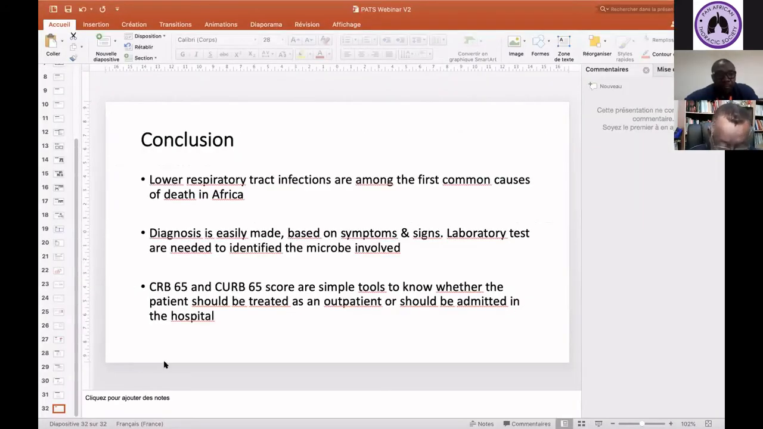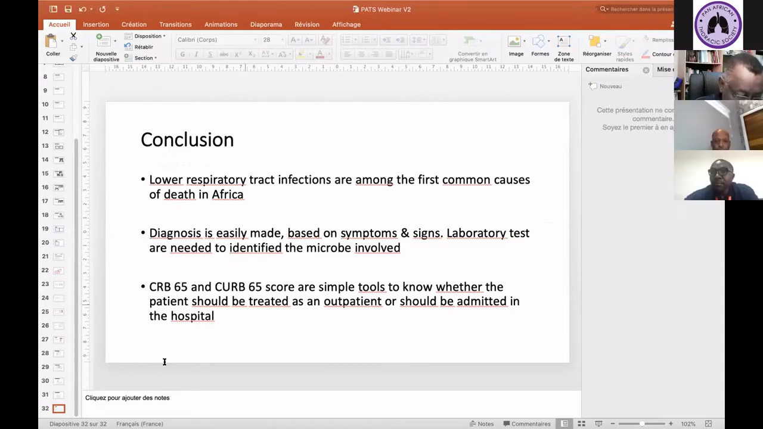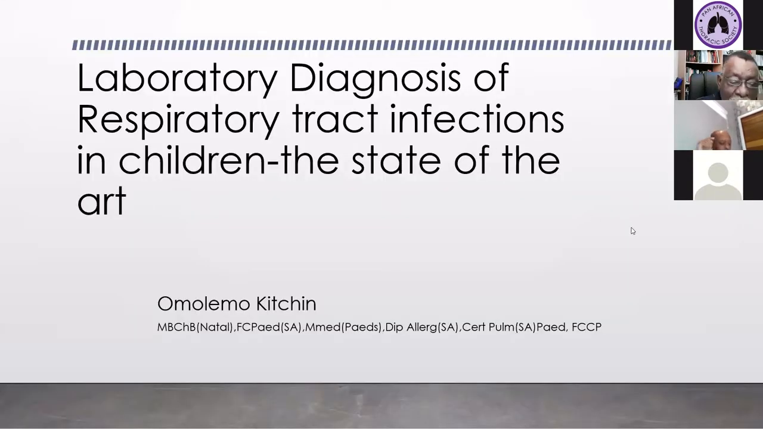And now we move from the adults to a little smaller human beings, pediatrics, for which we're going to have a presentation by Dr. Omolemo Kitchen, who is a pediatric pulmonologist and consultant lecturer at the University of Pretoria, Department of Pediatrics previously. Currently he is in private practice. His interest is asthma and allergy, and he's in practice in Midland, and he's got a lot of papers and honors to his name, but he's a prominent son of Africa to talk to us about laboratory diagnosis of respiratory tract infections in children, the state of the art. He's well positioned to do that state of the art. Dr.